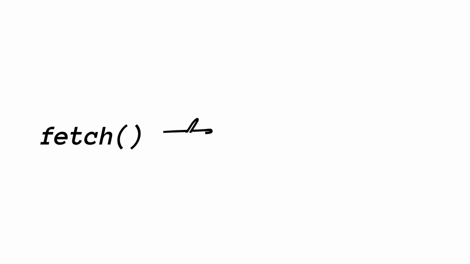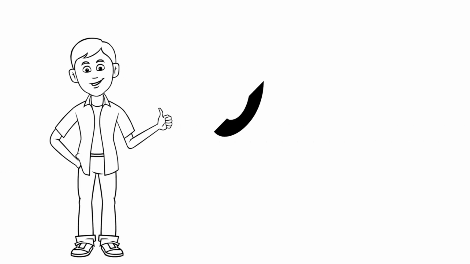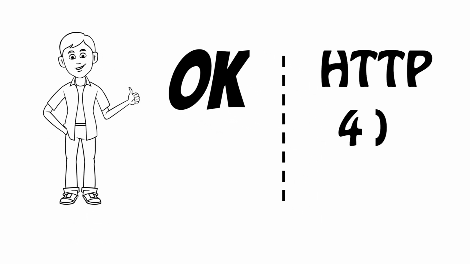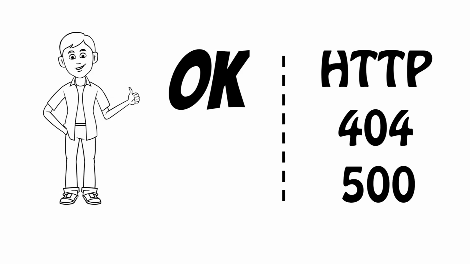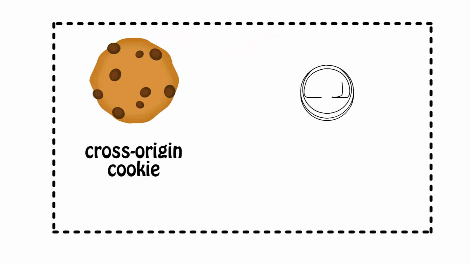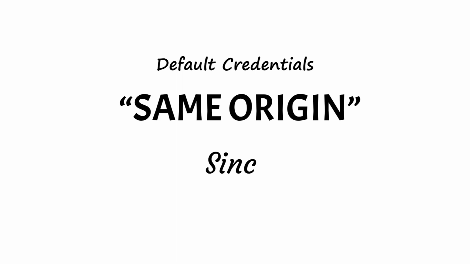The specifications of the fetch method differ from jQuery AJAX. The fetch response will be resolved normally with OK status, even if the response status is an HTTP 404 or 500. It will only reject on network failure or if anything prevents the request from completing. Fetch won't send cross-origin cookies unless the credentials are set at the time of initialization, because the default credentials policy has been updated to same-origin since April 2018.